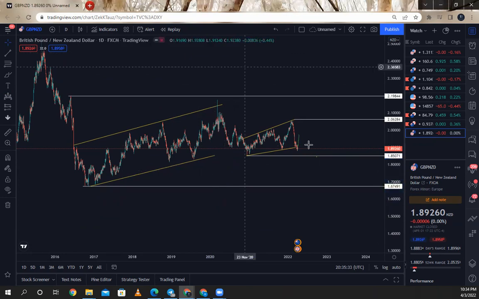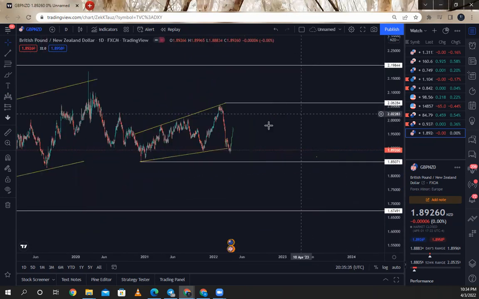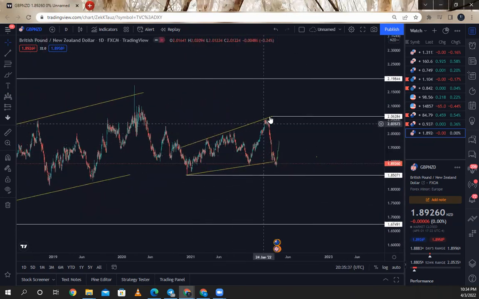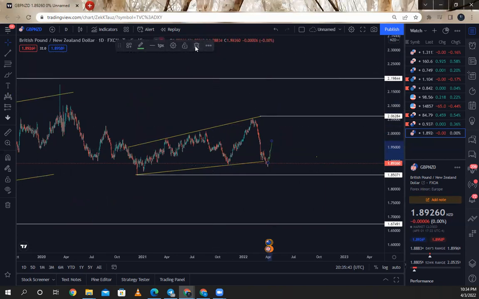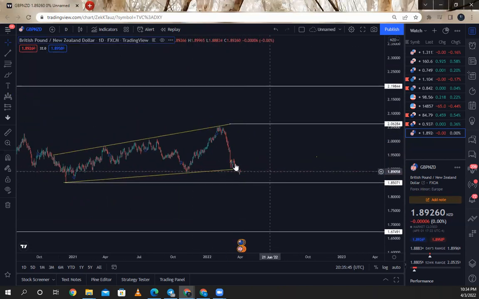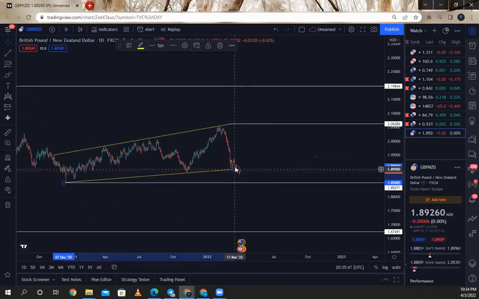So now what we're going to do on GBP New Zealand, as you can see on the daily, we have the 1, the 2, the third touch, which gave us this big impulse to the downside. So now after getting this big impulse to the downside, this impulse also broke these lows to say that we are going to be going down.